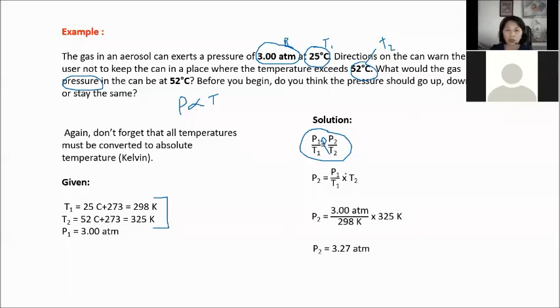Okay, so na-multiply na natin ito. Ito yung simplified form ng formula of P2. The next thing is to plug in the given values. P1, T1, T2. Then use your calculator. So observe na makancel ito, giving us atm. Again, atm is atmosphere, a unit of pressure.